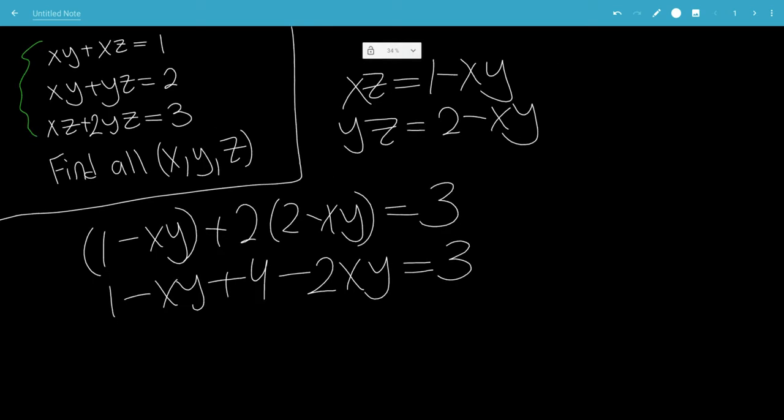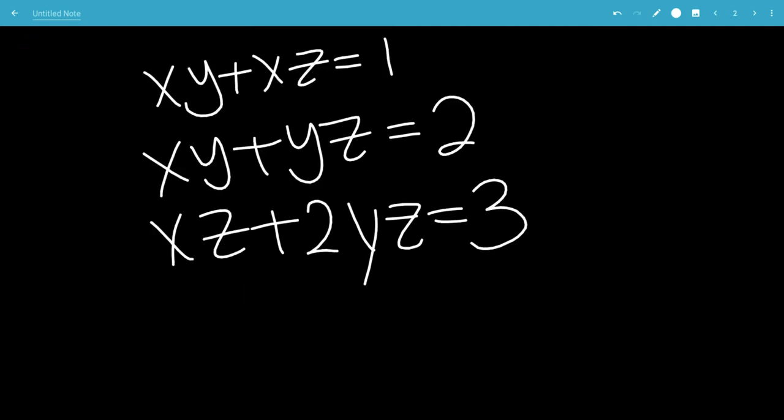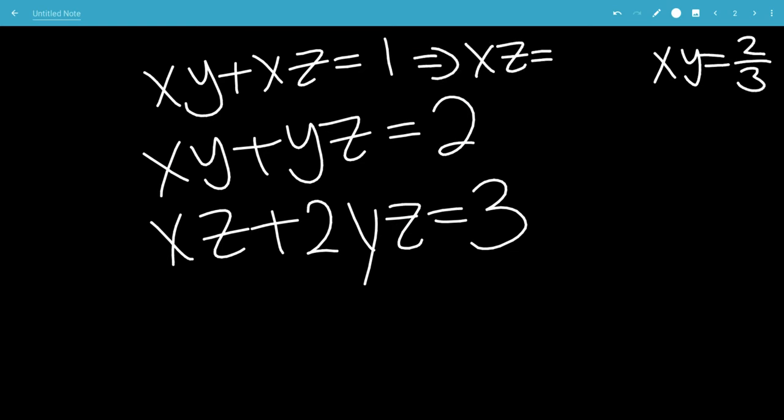Negative xy minus 2xy is minus 3xy. We have 1 plus 4, which is 5. So this would be 3 minus 5, which is negative 2 on the right-hand side. Dividing by negative 3, you get xy equals 2/3. So xy equals 2/3 tells us that xz equals 1 minus 2/3, which is 1/3.